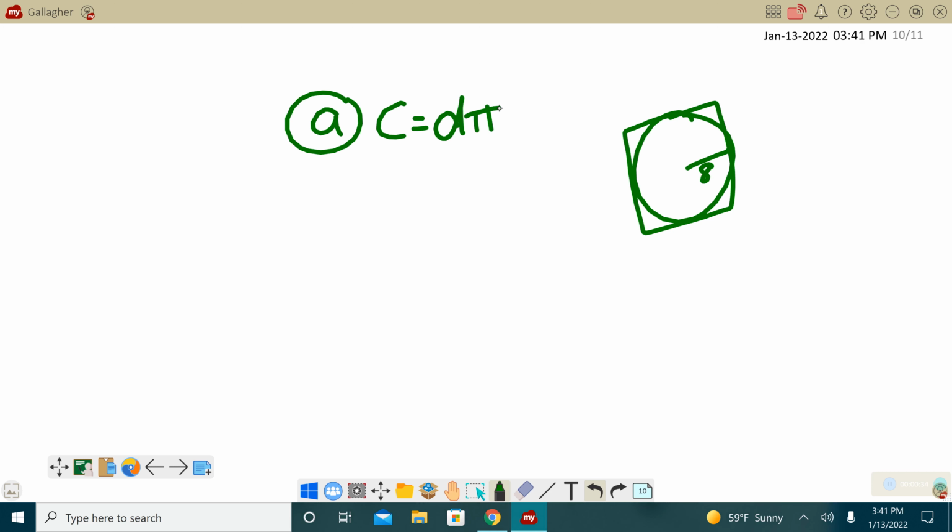If I want to write that in terms of radius, I need 2 sets of the radius to make a diameter. So I can change that out with 2r times pi. And in this problem, the radius is 8. 2 times 8 is 16. So we have 16 pi.